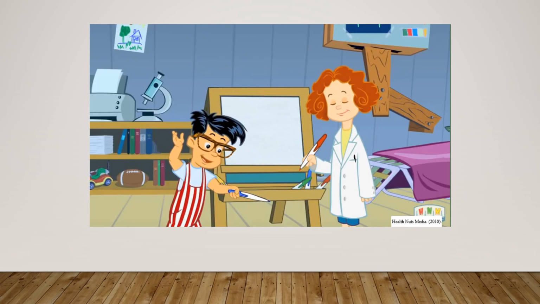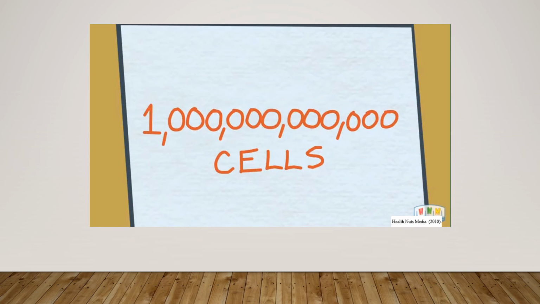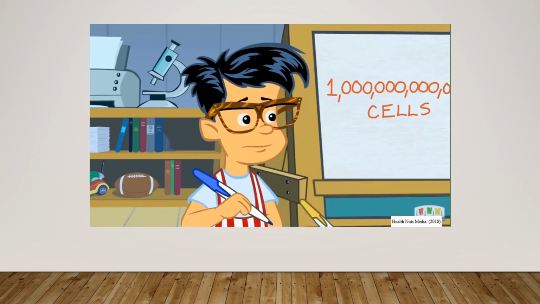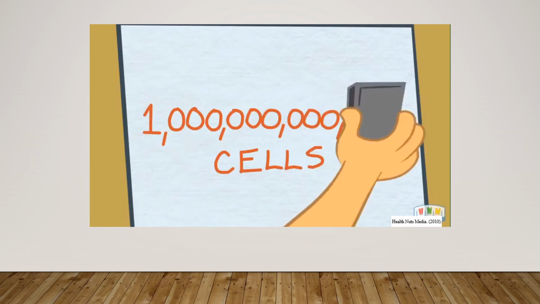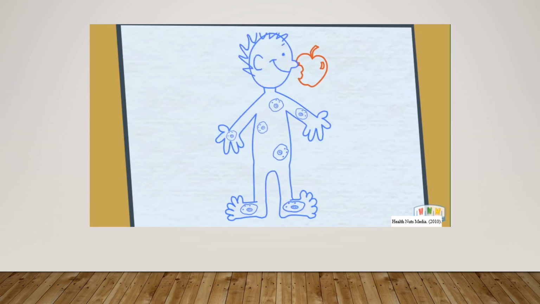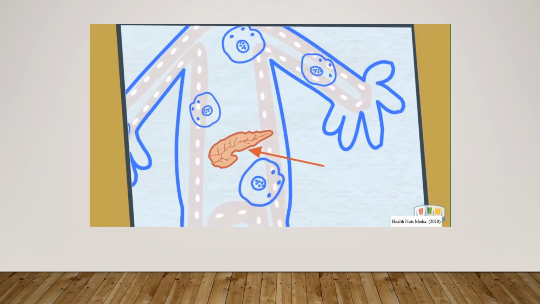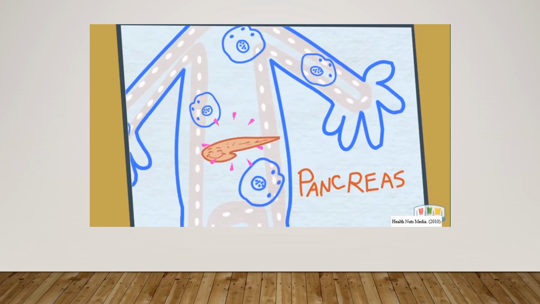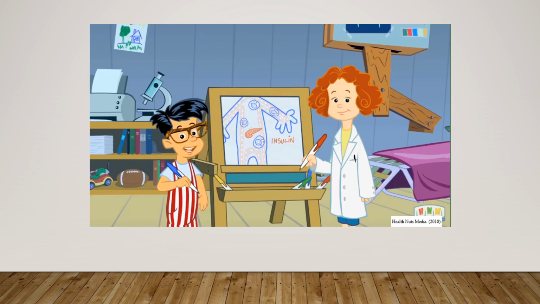The body is made of trillions of cells. That's a million that need energy to function. Millions of millions? That's a lot. How about 7? The food you eat is turned into sugar, which is called glucose. And glucose travels to all of your cells through the bloodstream. Inside your body is an organ called the pancreas. The pancreas makes something called insulin, which helps all those cells in your body use the glucose. Your cells need the glucose to grow and get the power they need.